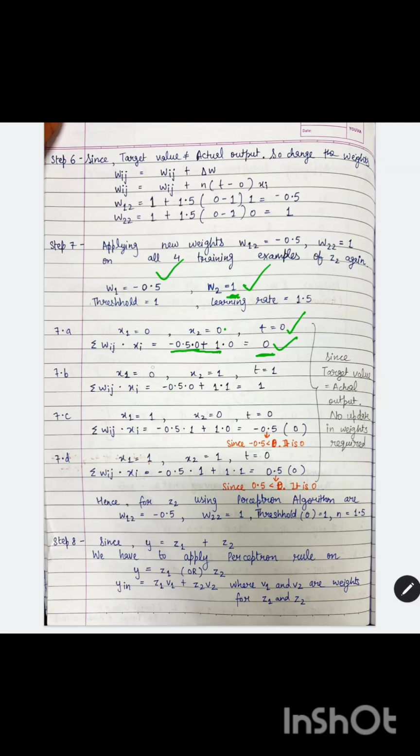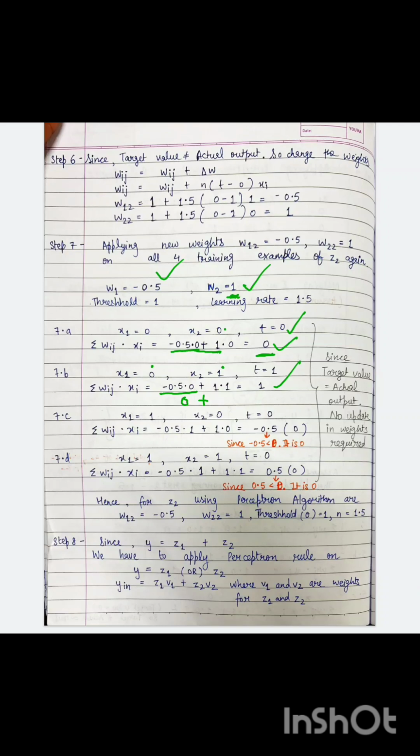Second case, we multiply minus 0.5 into 0 plus 1 into 1. So minus 0.5 into 0 will become 0, plus 1. So this becomes 1. Then target was 1 and actual is 1. So no change. Now we look at the next example.